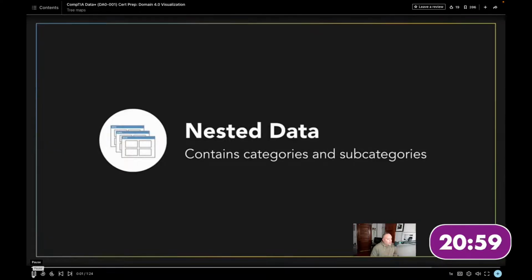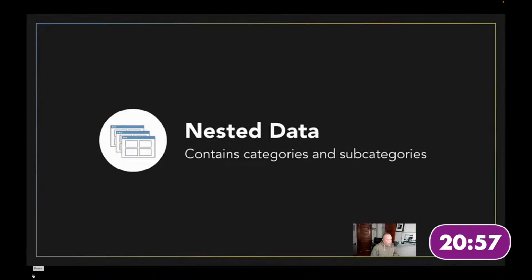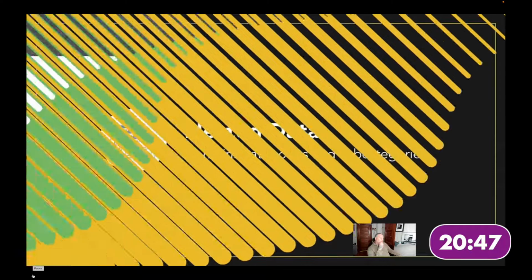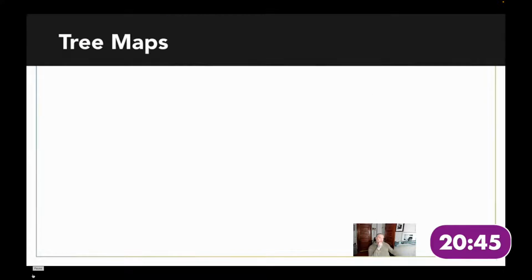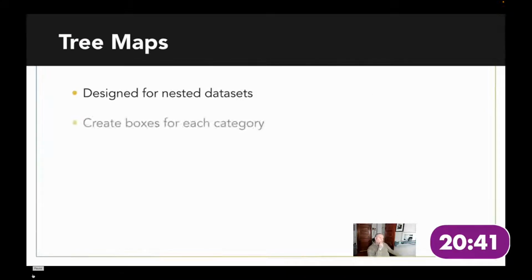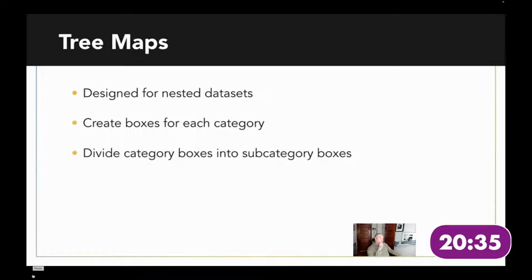Nested data is data that has both categories and subcategories. When we're analyzing nested data, we often want to be able to see both of these groupings, and it's pretty difficult to do that with most visualization techniques. Tree maps are a special kind of visualization designed specifically for nested datasets. They work by creating a series of boxes for each of the categories of a dataset, and then dividing those boxes into smaller boxes for subcategories.